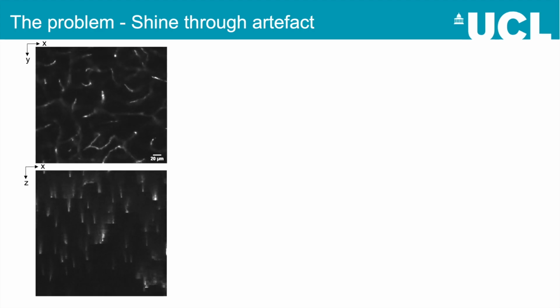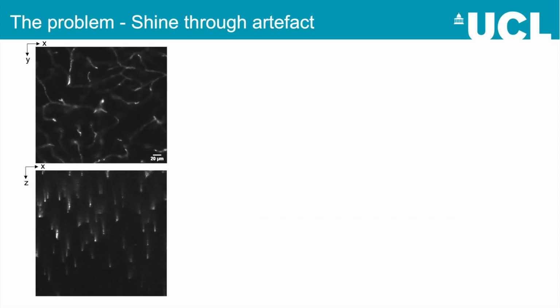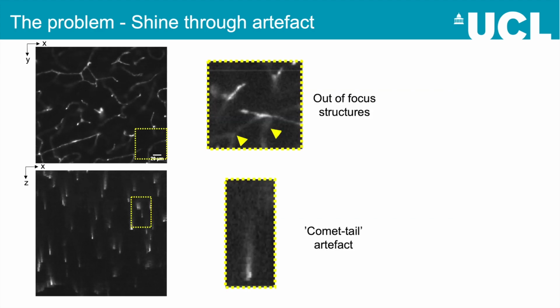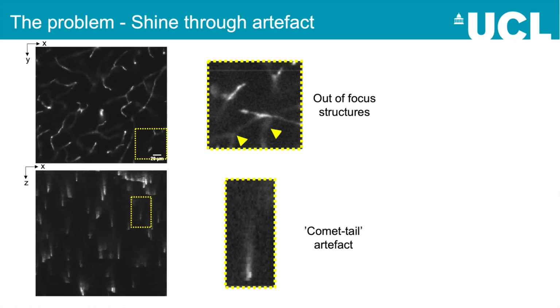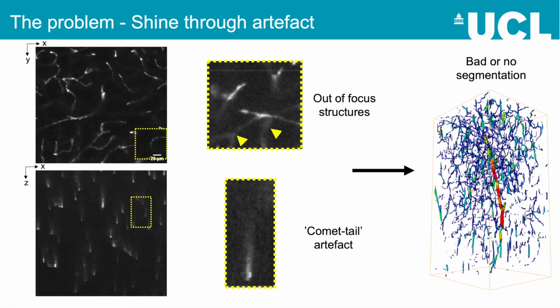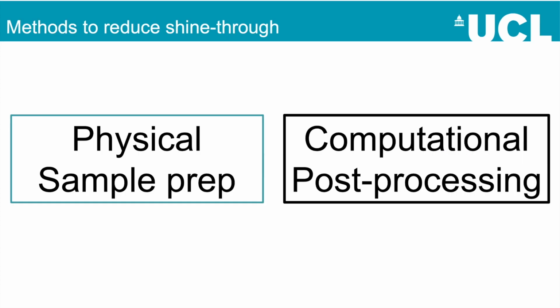This is a problem, and the way it manifests itself is as you look here. In the XY plane, you essentially get blurry out of focus structures before they come into focus a few slices later. And in the XZ, you get this kind of comet tail artifact. The yellow boxes here just show stills with yellow arrows indicating the out of focus structures in the XY, and the comet tail artifact visible in the XZ. And really, the fundamental problem is that this leads to an inability to segment or a really poor segmentation result.